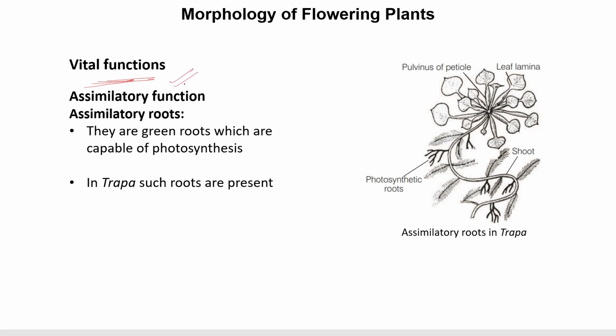Vital functions. Assimilatory function. Assimilatory means the roots that perform the process of photosynthesis. Okay, so they are called assimilatory roots. They are green roots which are capable of photosynthesis. For example, trapa, the water chestnut. Now here you can see these roots. These roots are photosynthetic. So that is why they are called assimilatory roots. So some roots also do the process of photosynthesis.